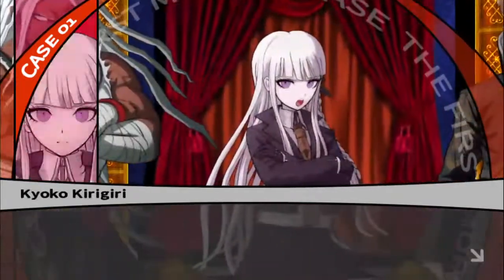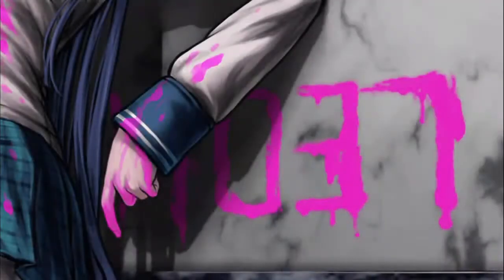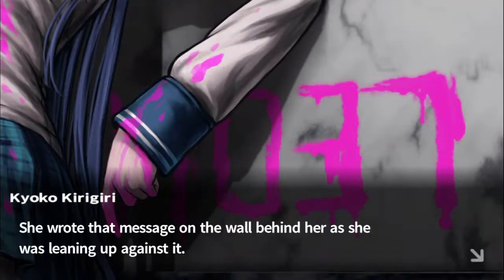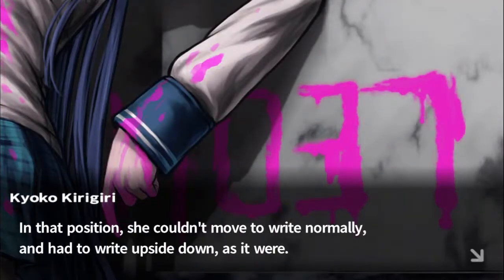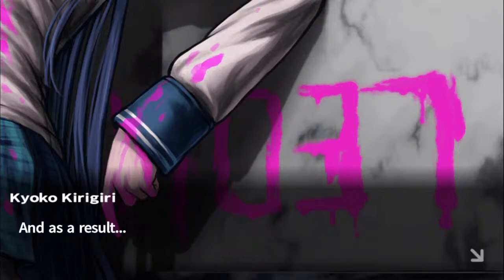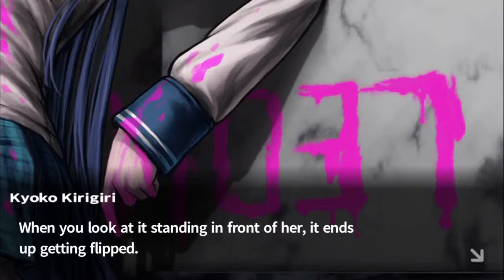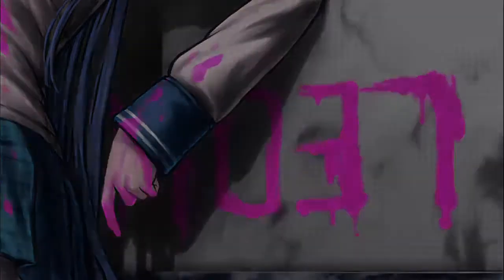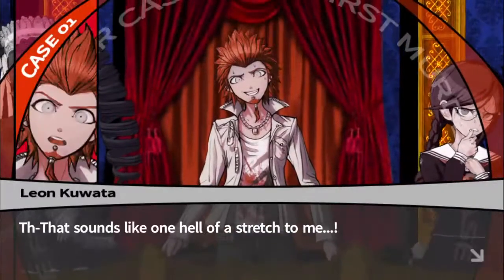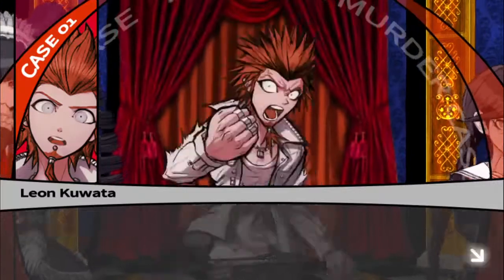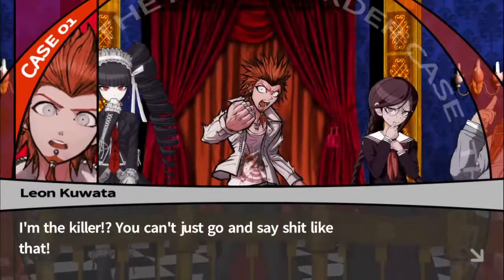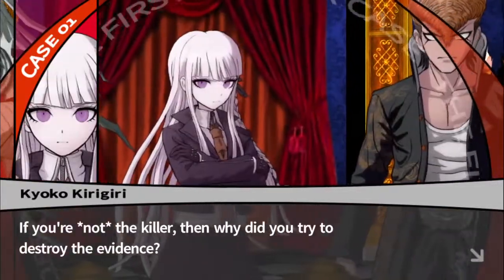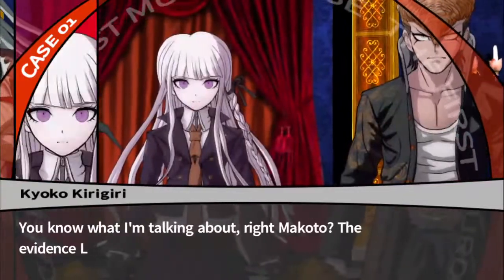No, it's... She wrote that message on the wall behind. In that position, she couldn't move to write normally, and had to write upside down, as it were. And as a result, when you look at it standing in front of her, and try it for yourself if you want. Write something sitting like her, and the letters will be inverted. That sounds like one hell of a stretch to me. I'm the killer? You can't just go and say... If you're not the killer, then why did you try... Huh? You know what I'm talking about, right, Makoto?